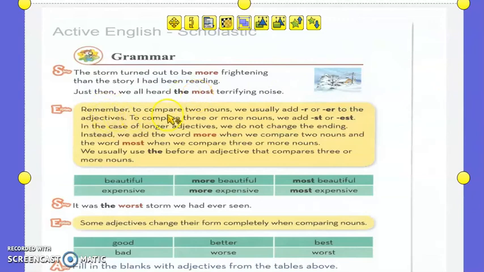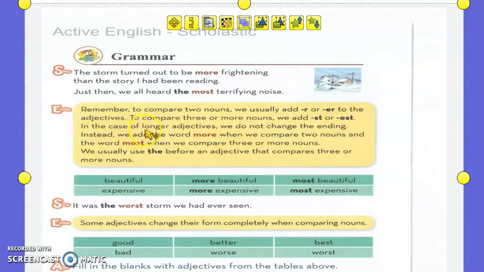Remember, to compare two nouns, we usually add R or ER to the adjectives. نضيف R أو ER للصفة. To compare 3 or more nouns, we add ST or EST. إذا بنقارن بين شيئين أو شخصين, we add ER. وإذا بنقارن بين أكثر من شخصين أو شيئين, we add EST.